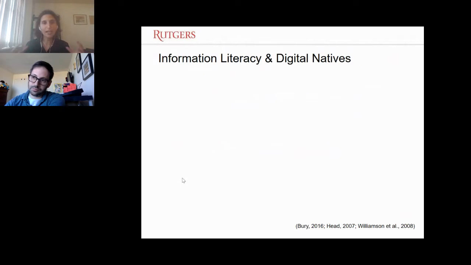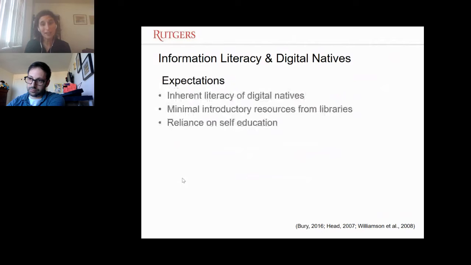In thinking about this broader definition of information literacy, we're taking this to current undergraduate and graduate students in the millennial and Gen Z populations who are often spoken of as digital natives. The expectations, both of faculty and of students, of being digital natives is that there's an inherent information literacy of digital natives, right? They've grown up with technology, both in education and their social lives. It's very integrated into their lives.